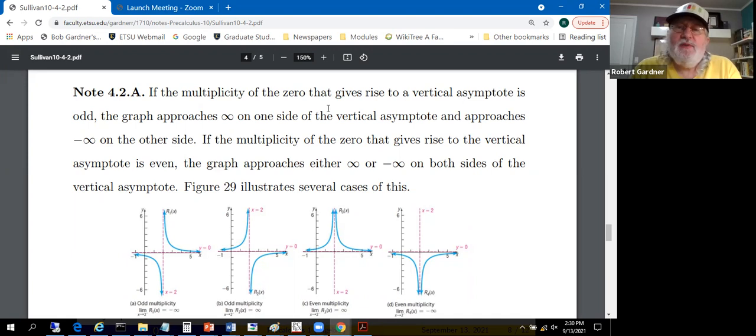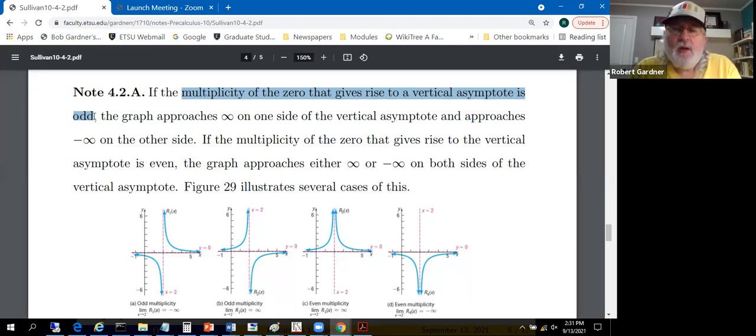If the multiplicity of the 0 that gives rise to a vertical asymptote is odd, the graph approaches infinity on one side of the vertical asymptote and approaches negative infinity on the other side. So if the multiplicity is odd, that is, of the factor that produces the vertical asymptote in the denominator, it goes up on one side, down on the other.